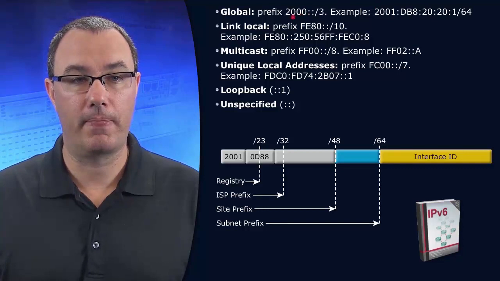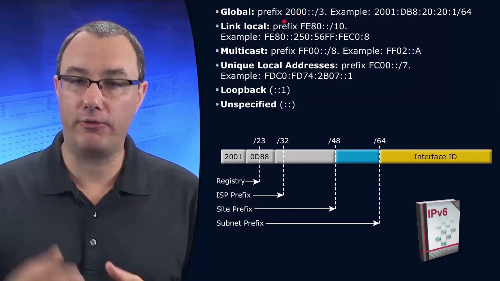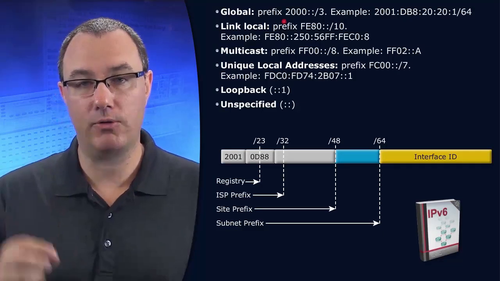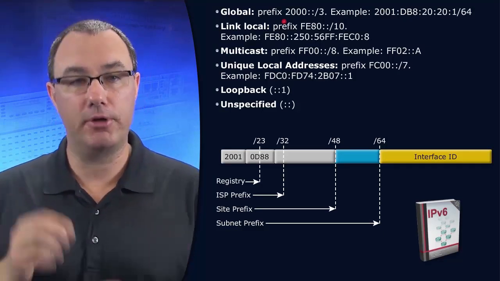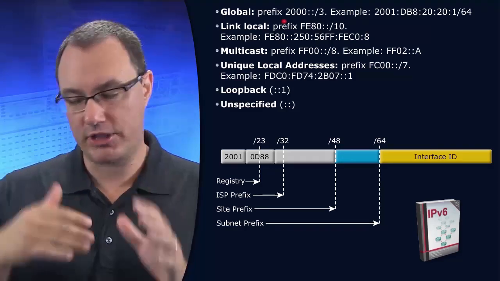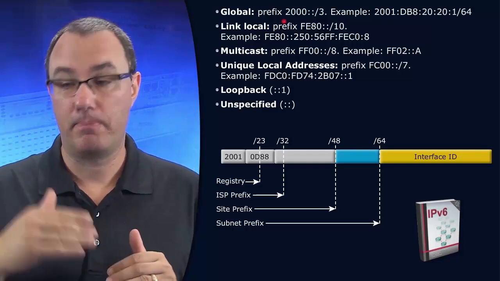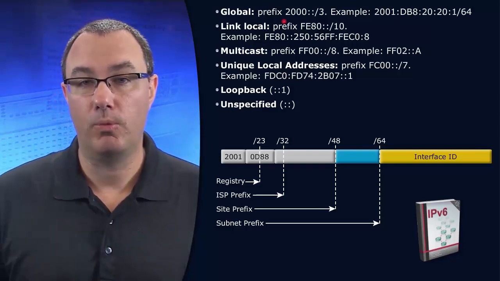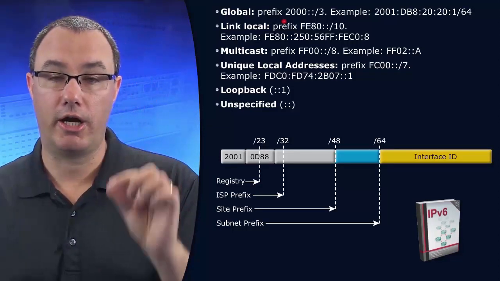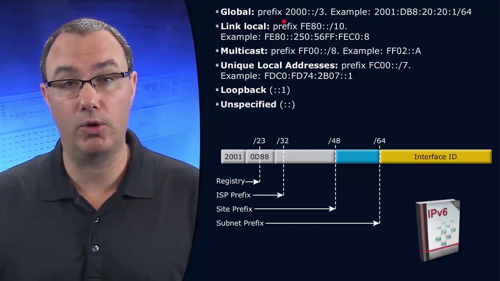Link local. This is a big deal to us. Link local is a self-assigned, unique address that can't be routed, but it allows us to chat on a LAN. It allows us to chat between us and anything else that isn't separated by a router. Why do we care? Because our IPv6 dynamic routing protocols speak using link local addresses.